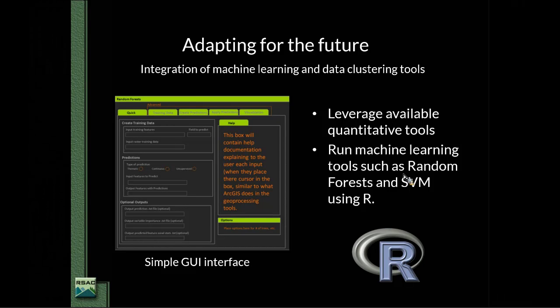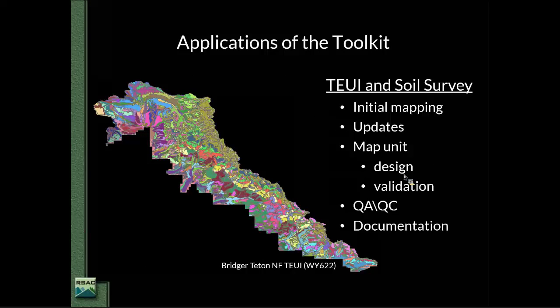So some of the applications of the toolkit, obviously TEUI and soil survey are the two main applications of the toolkit, and that's what I've been discussing today. Things like initial mapping, updates, but also doing the quality assurance, quality control for map units, for individual delineations, providing documentation, whether it be tabular or graphical, for each map unit. Maybe you want to put that documentation in a binder, maybe you want to submit it with something. You can do that, obviously with the toolkit. You can print out any of the graphs and tables and things like that.